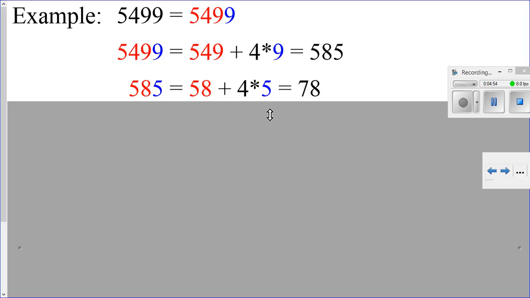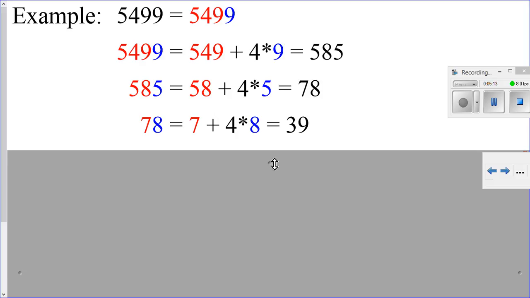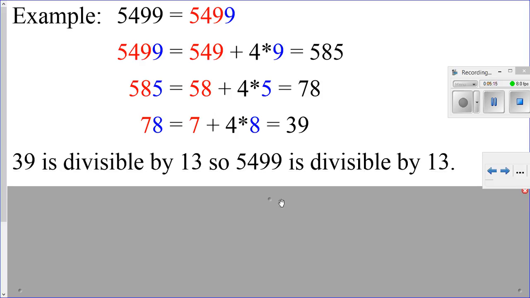I get 78. Now you might know if that's a multiple of 13, you might not. So we can repeat: the 7 plus 4 times 8, and we get 39. Now, a lot of people know that 39 is a multiple of 13 because it's 3 times 13. So therefore, our original number is divisible by 13.